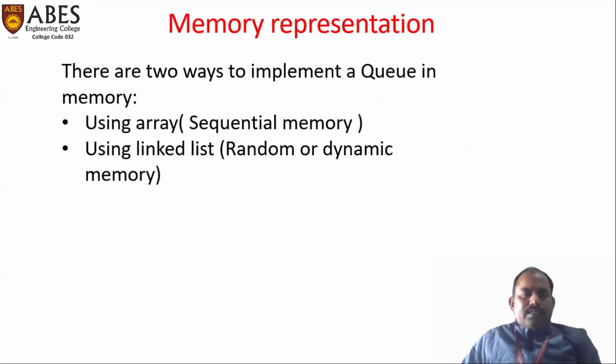Now, there are two types of memory representation of a queue data structure. One representation is called sequential memory representation, where we use an array data structure to store the elements. The second representation is called linked list representation, where we use dynamic memory allocation to store the elements of a queue data structure.